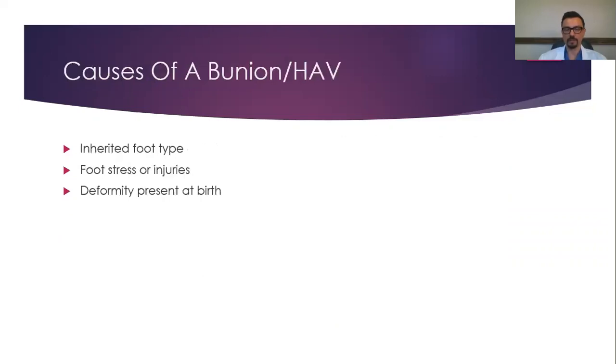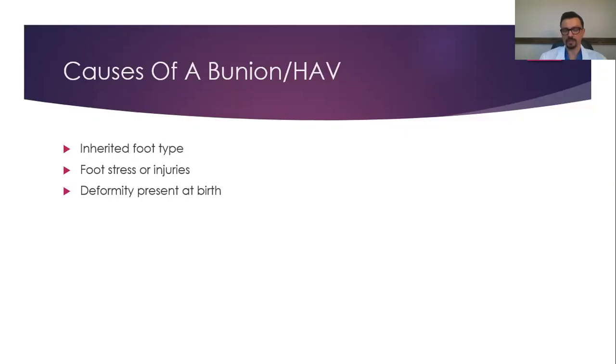So some of the causes of bunions. The bunion itself is not inherited. It's actually the foot type that's inherited. People who are more predisposed to developing bunions have certain flexibilities in that great toe joint, or the first metatarsal, that predisposes them to develop a bunion. Typically, foot stresses or injuries, whether it's ligamentous injuries or previous fractures, can lead patients to develop a bunion.